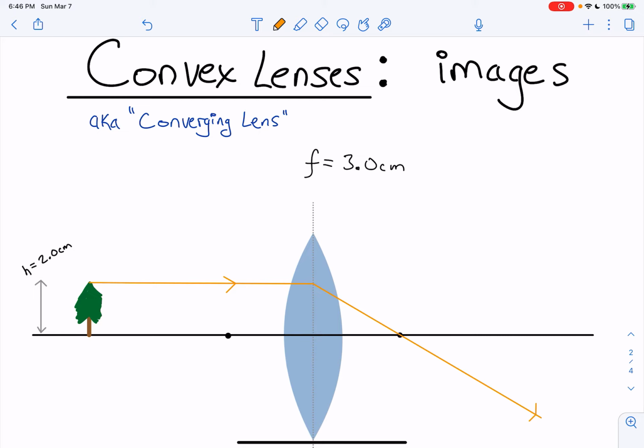Another very useful ray we can draw is going to be very much related to this, in that we're going to go from the top through this focal point and to the center of the lens. Now, in this case, the ray is going to refract such that it becomes parallel to the optical axis.